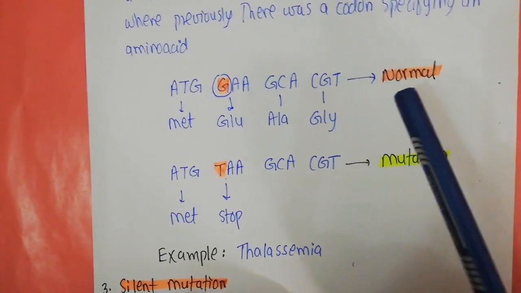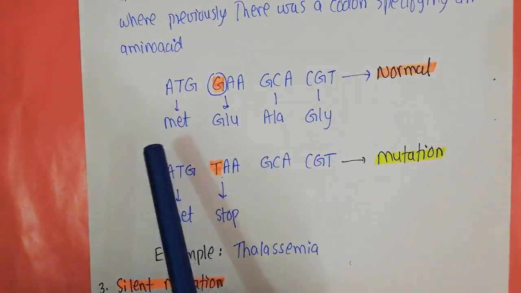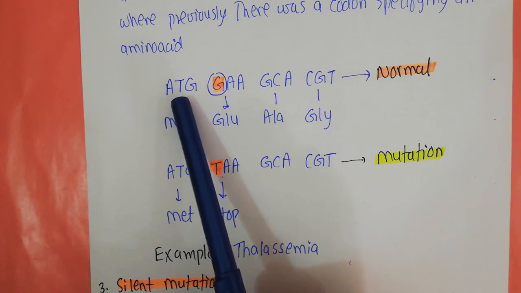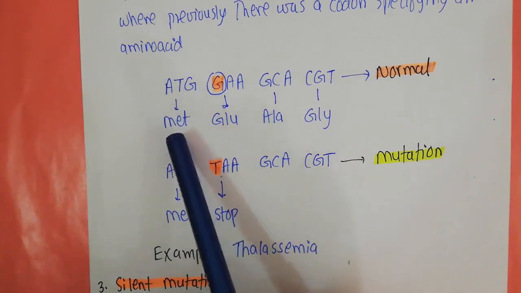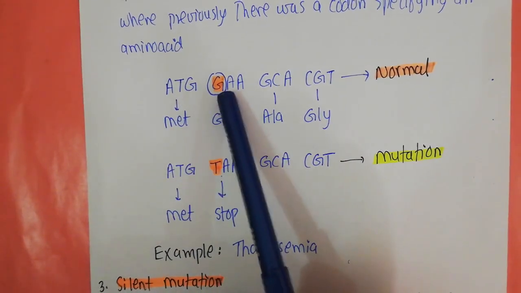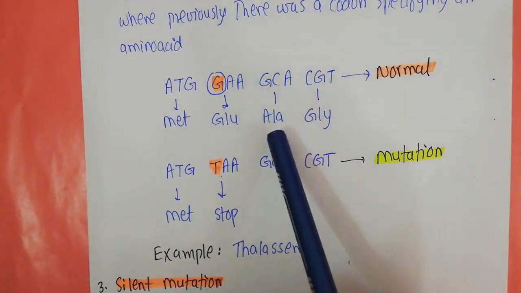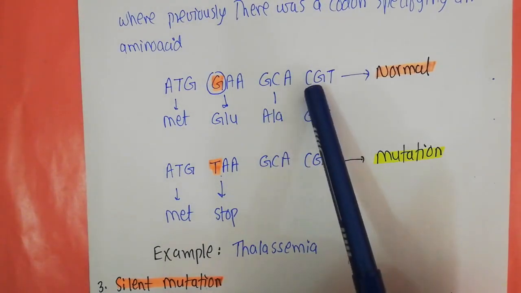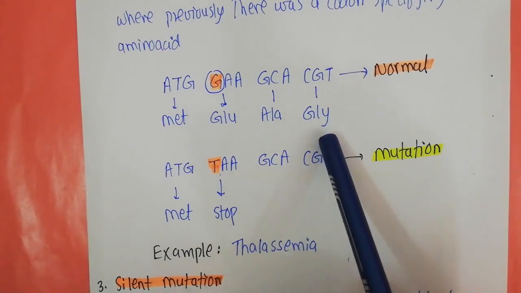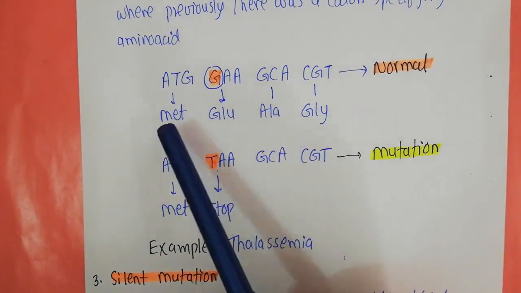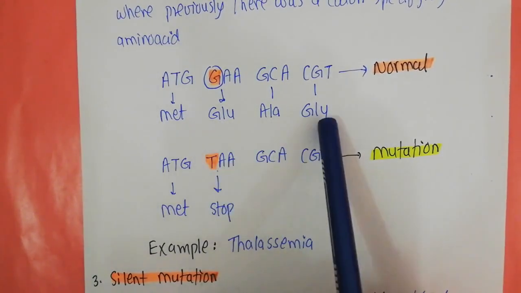For example, if you look at this particular sequence, we have the sequence ATG. So this means we are talking about the DNA. So this is ATG, it is coding for methionine. You have GAA, it codes for glutamate. You have GCA, it codes for alanine, and you have CGT, which codes for glycine. So in normal condition, you are getting an amino acid sequence like this.